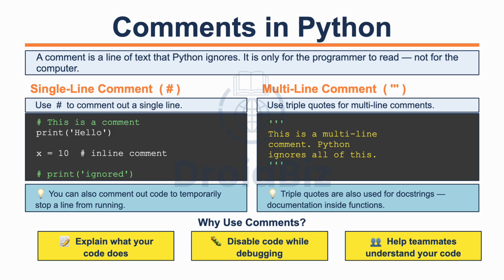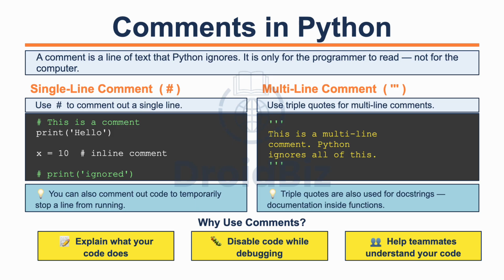Now, let us look at multi-line comments. If you want a comment that spans many lines, use triple quotes, three single quote characters together. Put triple quotes at the start. Write your text across as many lines as you want, then close with another set of triple quotes. Python ignores everything in between. Triple quotes are also used for docstrings, documentation written at the start of a function to explain what it does.